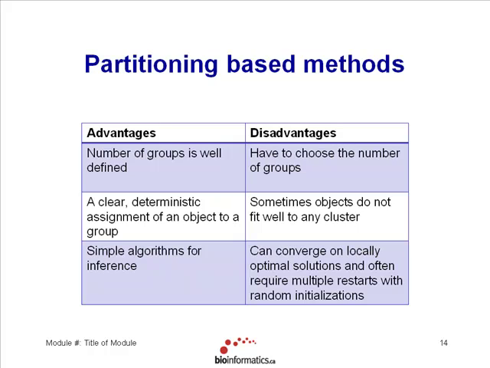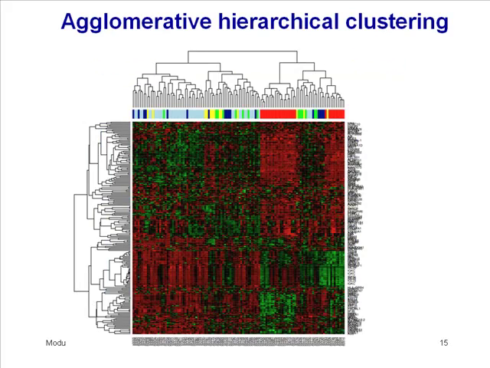With partitioning-based methods, you get a clear and deterministic assignment of an object to a group. That's a nice advantage if the data is clean and well separated, but sometimes an object does not fit well into any cluster. For example, these two objects might be somewhat ambiguous, and that can be a problem. As I showed, the algorithms for inference are quite simple. The disadvantage is that they are often very sensitive to initialization. For example, if I initialized here and here, I would do well, but if I initialized here and here, I may not do so well. So often we do multiple restarts and choose the one that ends up separating the clusters the best.